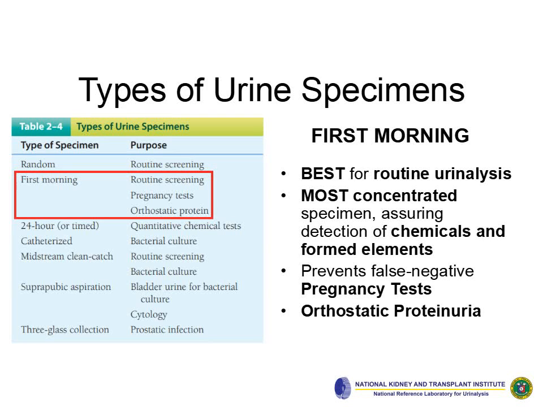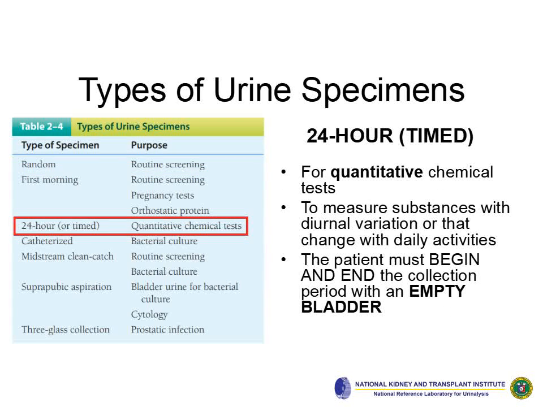The first morning urine is the best for routine urinalysis as it is the most concentrated specimen, assuring detection of chemicals and formed elements. They are ideal for pregnancy tests and testing for orthostatic proteinuria. The 24-hour urine is for quantitative chemical tests.